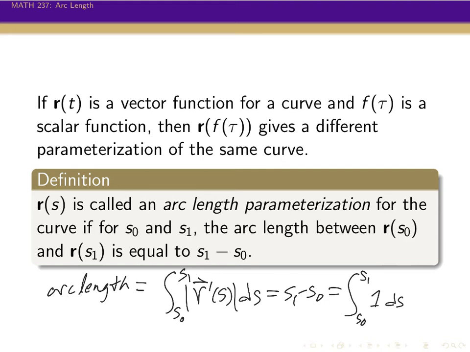You can double check: if you integrate 1, you just get s, and plugging in s1 minus s naught gives you s1 minus s naught, right? And so if for any values of s naught and s1 these are exactly the same, the only conclusion has to be that they are equal to each other, since they always integrate to the same value no matter what the bounds are.